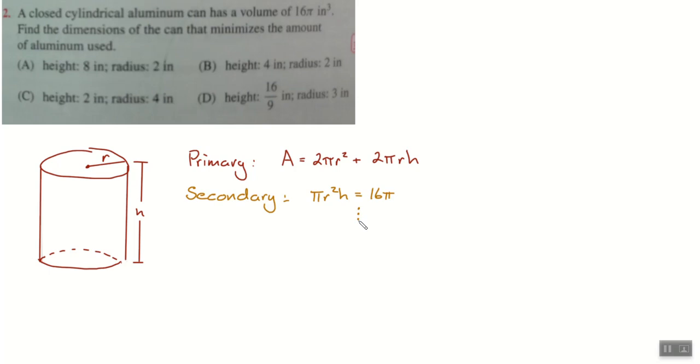I'm going to divide both sides by pi, right? And then I'm going to divide by r squared. And I think we're just going to get 16 over r squared. Cool. So nothing crazy happens here. h is 16 over r squared. Now what?